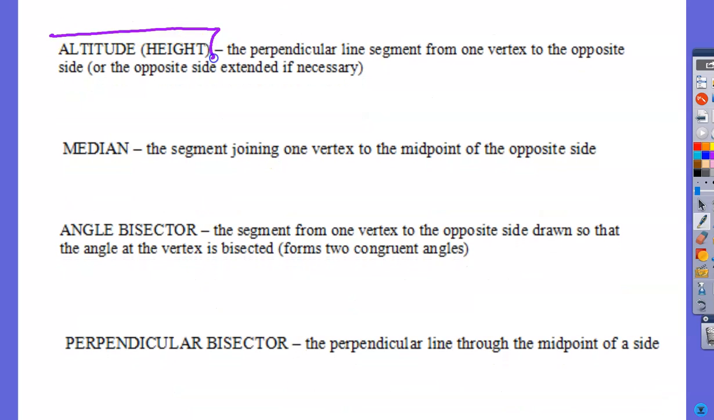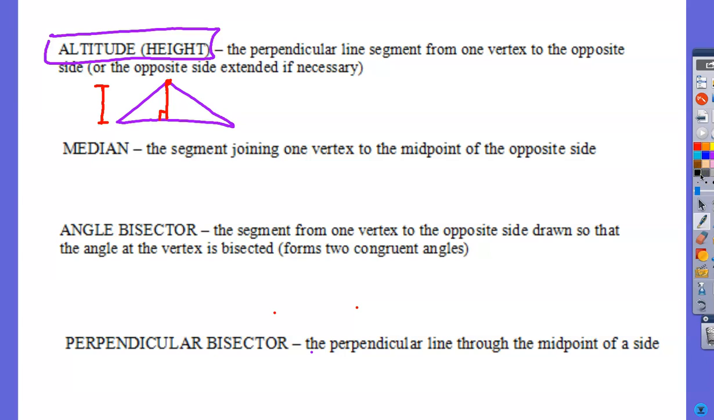You should know what an altitude of a triangle is. An altitude of a triangle, it can go from any vertex and it meets that other side perpendicularly. That's the altitude, right? So a lot of people consider this the height of the triangle. And the reason they call it the height is because it's the distance from this side to that opposite vertex. So a lot of times it is the height.